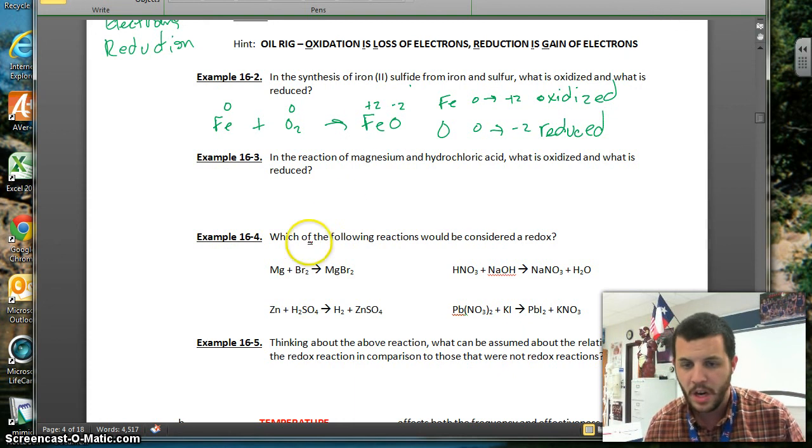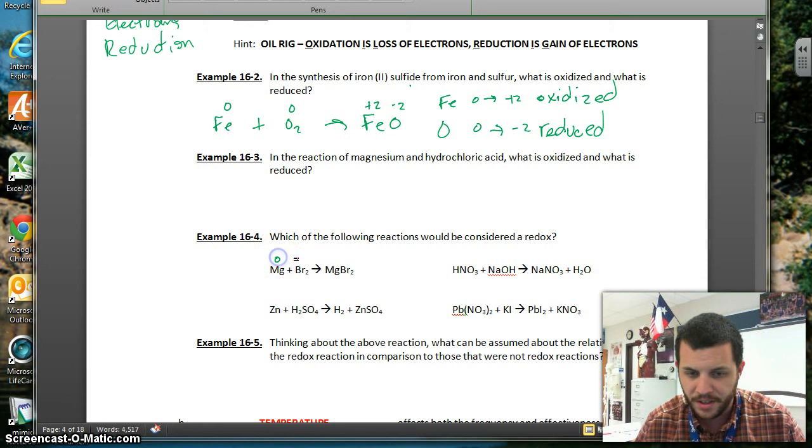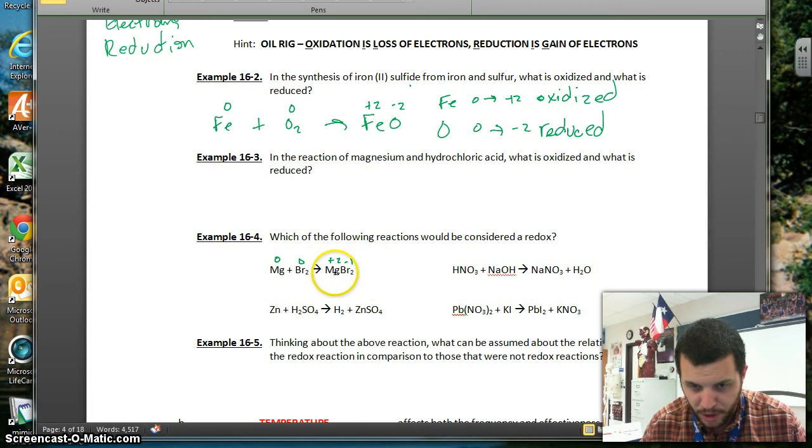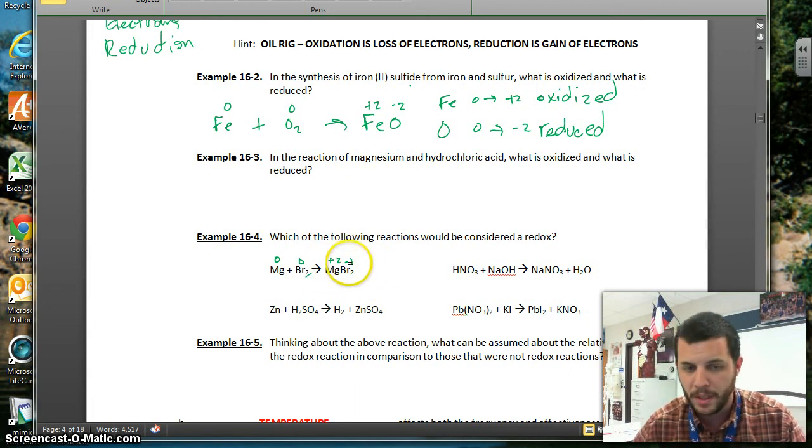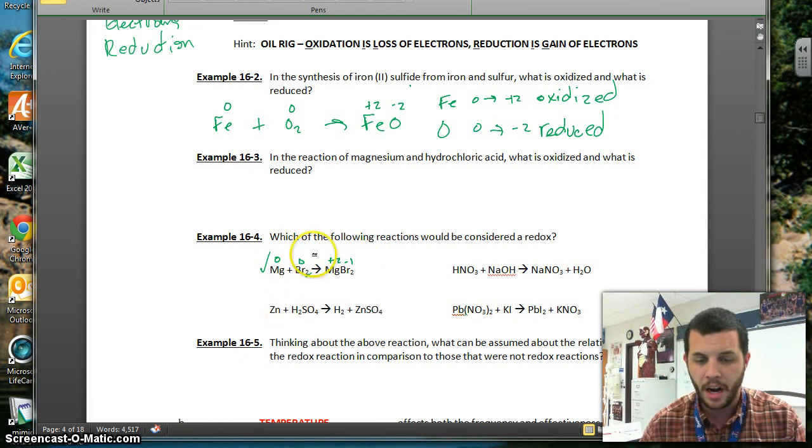Let's look at this. Which of the following would be considered a redox reaction? Well, I've got 0 and 0 going to plus 2 and minus 1. Magnesium's plus 2 because it's in group 2 on the periodic table. Bromine's minus 1 because it's in group 17. There are zeros to start off with because they're by themselves, so this one is a redox. Sometimes you only need to look at one thing.